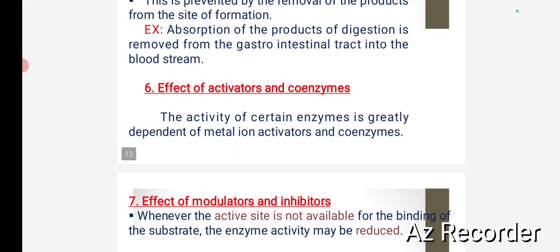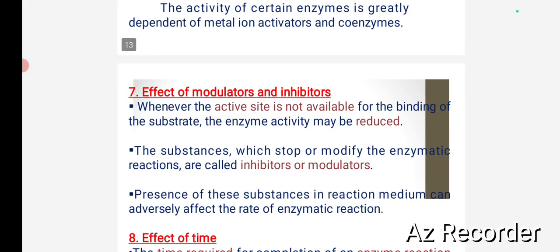Sixth one, effect of activators and also coenzymes. The activity of certain enzymes is greatly dependent on metal ion activators and also coenzymes, which induce the enzymatic activity. Seventh one, effect of modulators and inhibitors.